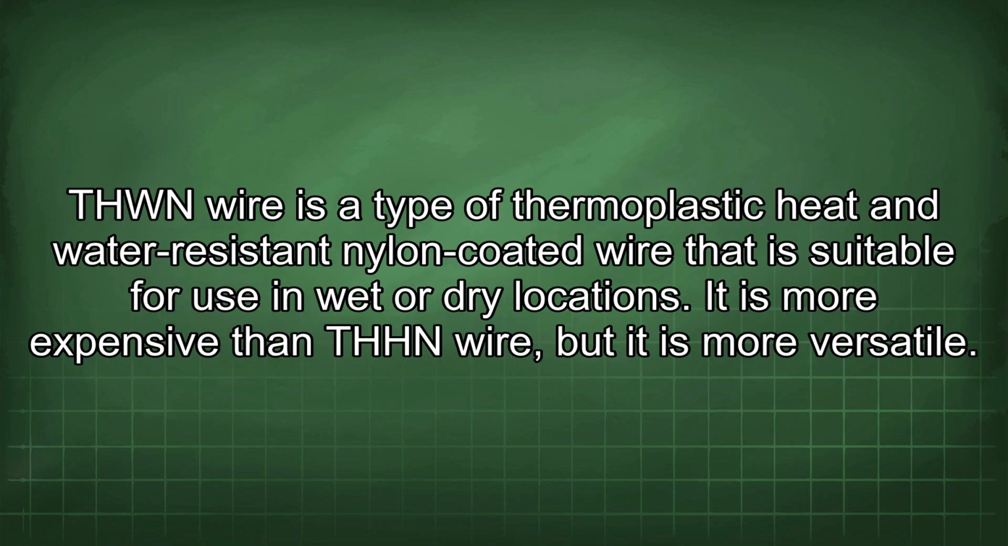environments. THWN wire is a type of thermoplastic heat and water resistant nylon coated wire that is suitable for use in wet or dry locations. It is more expensive than THHN wire, but it is more versatile.